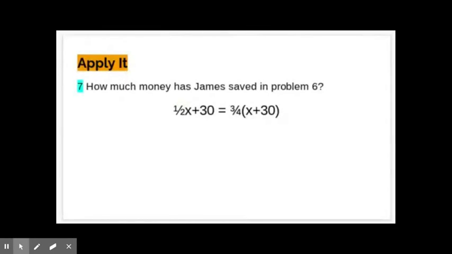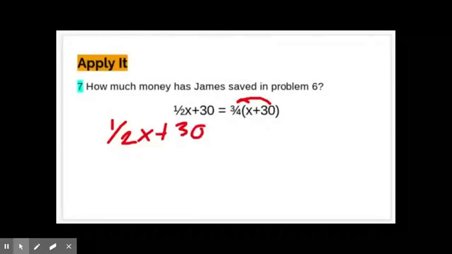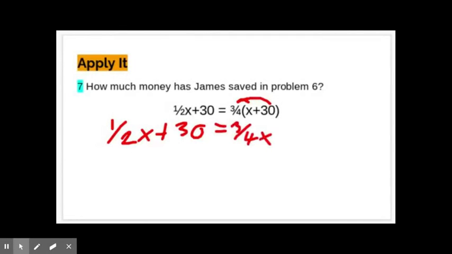However, we do need to distribute on the right hand side. So we need to do 3/4 times x and 3/4 times 30. 1/2 x plus 30 will stay the same on the left hand side. Then 3/4 times x plus 30 is going to become 3/4 x. And 3/4 times 30 is equal to 22.5.